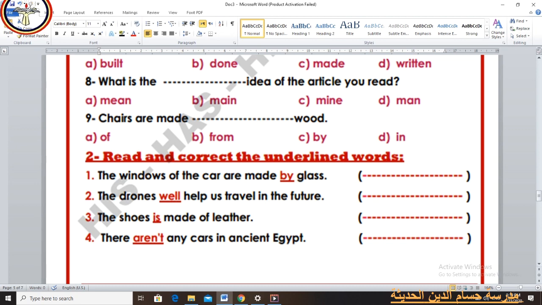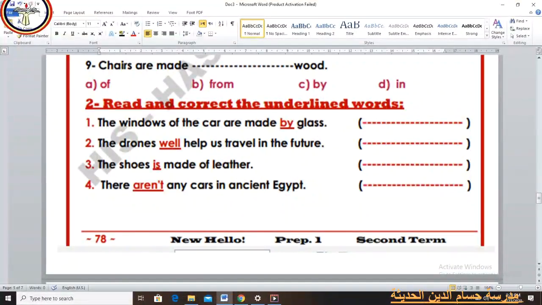Number 9: Chairs are made blank wood. Of, from, by, in. Yes, Sama. Chairs are made of wood. Very good. Number A.